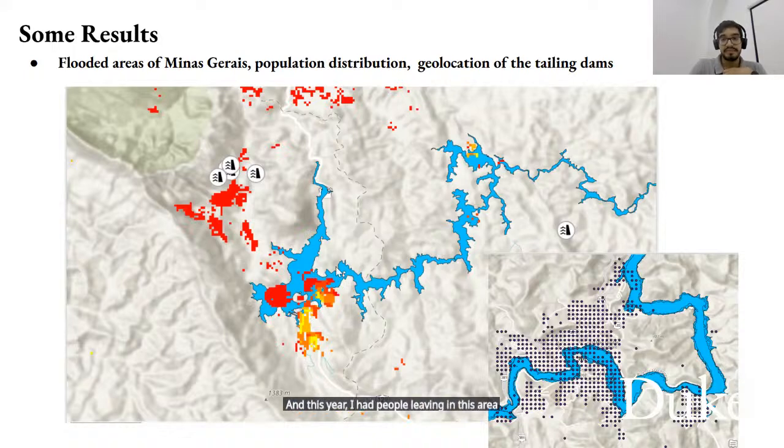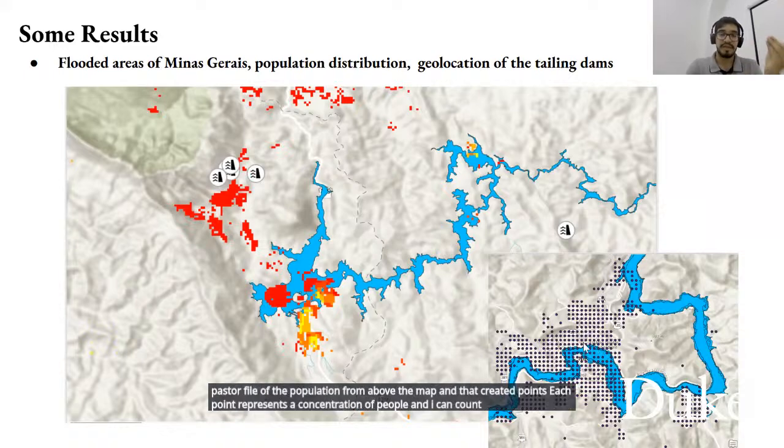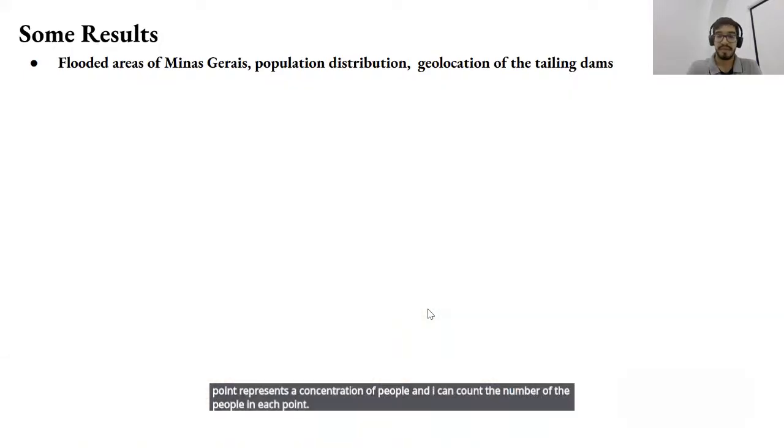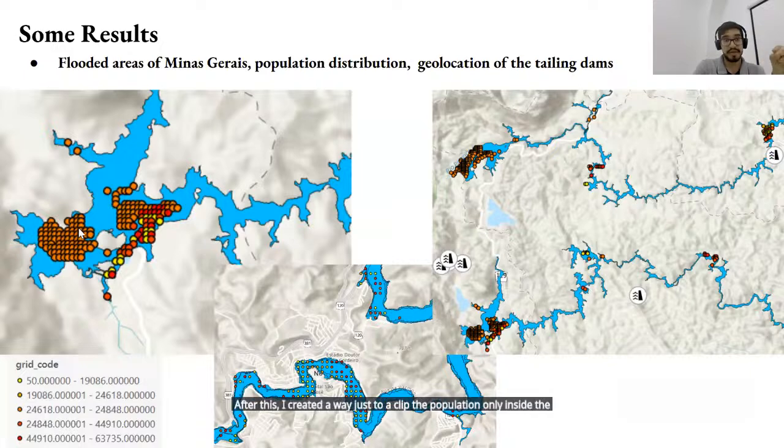What I did, I took this raster file of the population from the world map, and I created points. Each point represents a concentration of people, and I can count the number of people in each point. After this, I created a way to select the population only inside the flooded area. And here in points, the orange, yellow, and red points, I have the people living inside the flooded area.